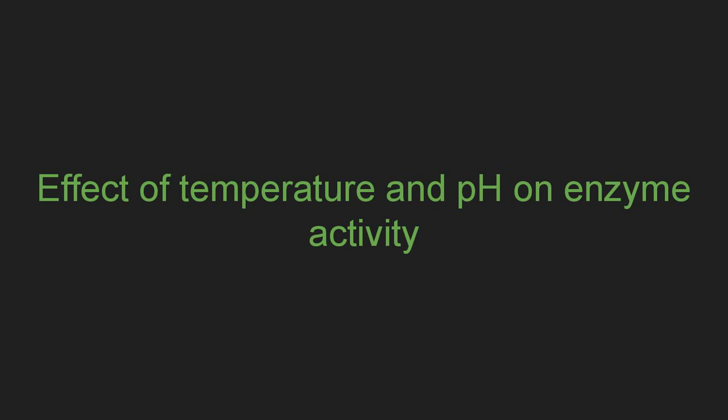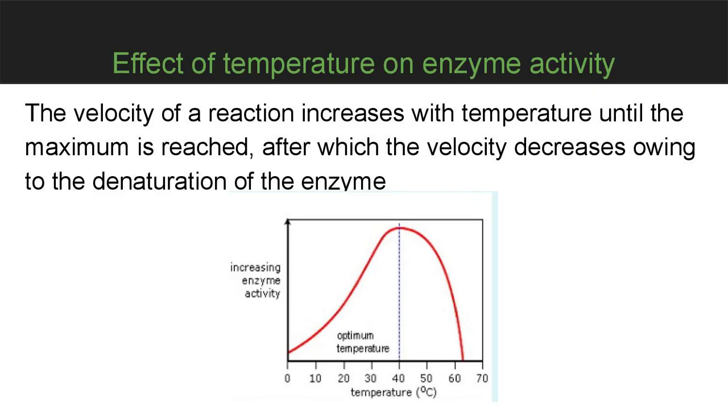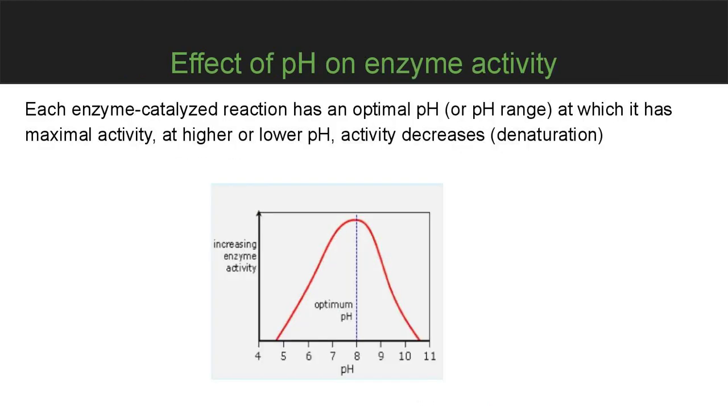Effects of temperature and pH on enzyme activity. Enzymes have optimal pH and temperature where they work. The velocity of a reaction increases with temperature until the maximum is reached, after which the velocity decreases with the denaturation of the enzyme. Each enzyme-catalyzed reaction has an optimal pH as well as a temperature at which it has maximal activity. At higher or lower pH, activity decreases.